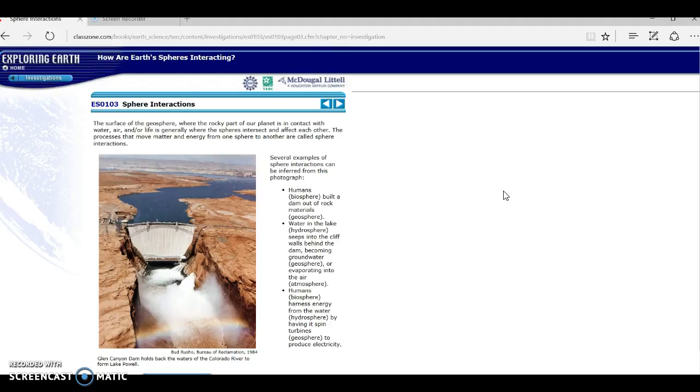The water in the lake, which is the hydrosphere, seeps into the cliff walls, where it becomes part of the geosphere, or it evaporates into the atmosphere. The humans take the energy from the water, so the living biosphere takes energy from the hydrosphere and turns turbines, which were made out of the geosphere, to produce electricity. So that's those interactions. It's a process of how matter and energy is moving from place to place in that scenario.